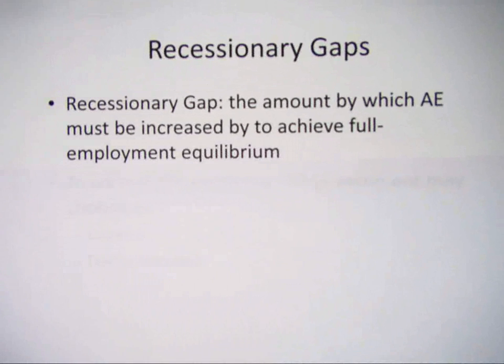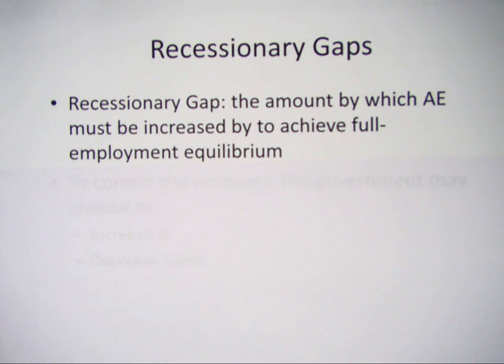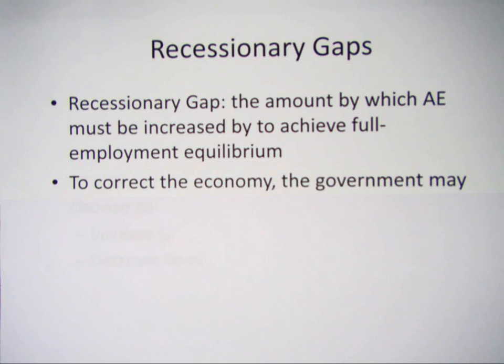Now, there's some discussion about recessionary gaps in your book, and I just want to talk about that a little bit. A recessionary gap, you know, a recession, remember, is when the GDP decreases 3 consecutive quarters. Some economists say it's 2 quarters that we see a decrease in consecutively, plus a few other things, but let's just stick with 3 right now. A recessionary gap is the amount by which aggregate expenditures must be increased to achieve full employment equilibrium. To correct the economy, the government has some options, and this is what we call fiscal policy. When the government makes corrections to fix or stabilize our economy, we call it fiscal policy.